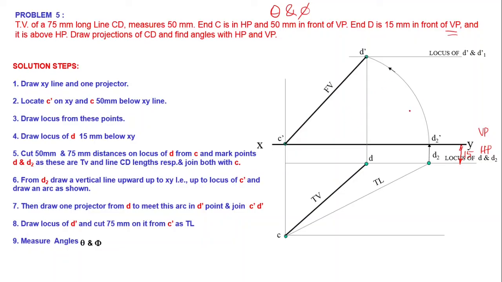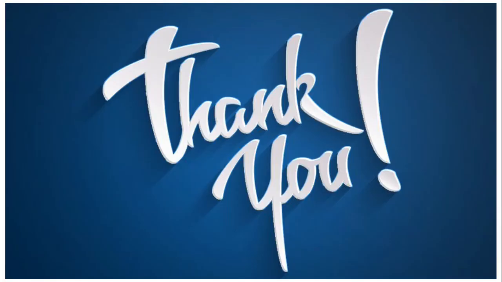Then in the next step, we have already done the orthographic projection, and then we have to find out theta and phi. Theta is the angle between true length in elevation and xy line, and phi is the angle between true length in plan and xy line. True length in plan and xy line, this angle is equal to phi. We can find out that angle. Then if we draw the true length in elevation, then we can easily find out theta also, like this. Theta is the angle between true length in elevation and xy line. Okay, then the problem is completely solved. Thank you all.